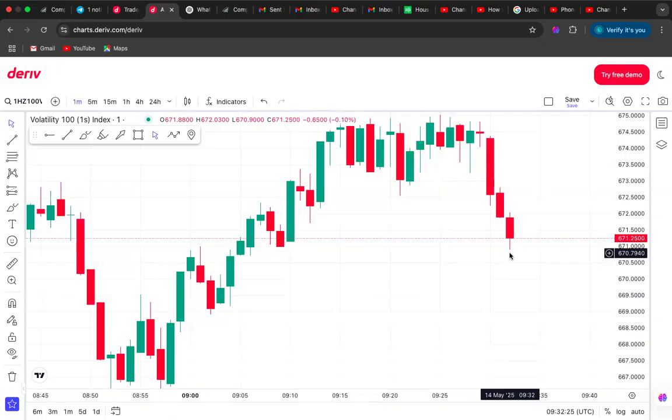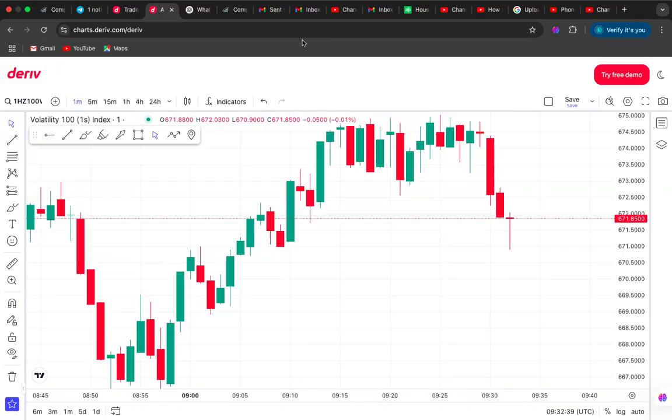So the red candle means the market is going down. The green candle means the market is going up. Do we understand that, please? I want us to reply in the chat. All right, so we understand that. So that is basically what a candlestick is.